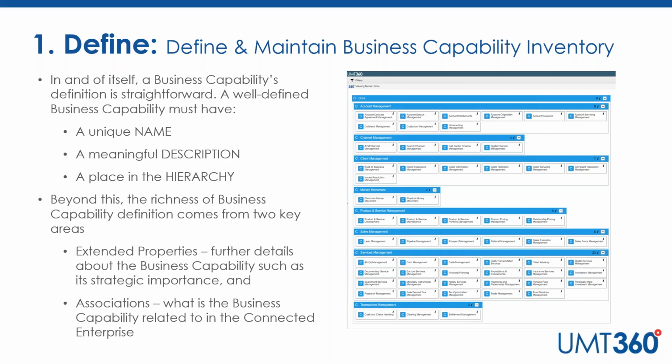And we do that in 2 ways. You can put extended properties onto business capabilities. And what I mean by that is you can say relative to others, what is its strategic importance, or various other things like that.